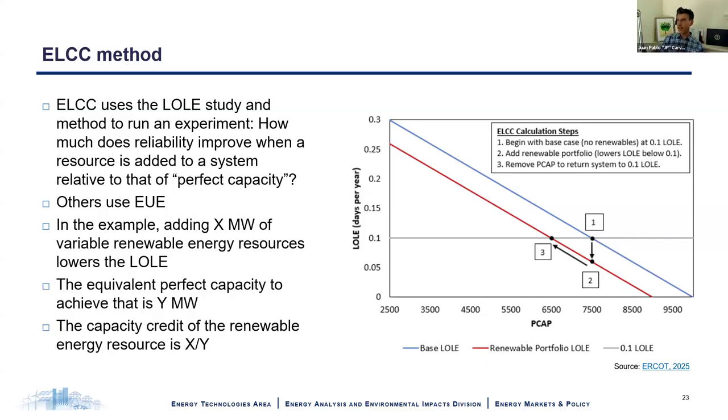So the question is now, if I add renewables and I lower my LOLE, or it could be any resource, but in this example renewables, then what is the amount of perfect capacity that I have to remove and achieve the same level of target resource adequacy? And that gives me a sense of how reliable it is. Typically, if I add, for example, 100 megawatts of solar, and this is a summer analysis, I might need to remove 50 megawatts of perfect capacity to create an equivalent system.